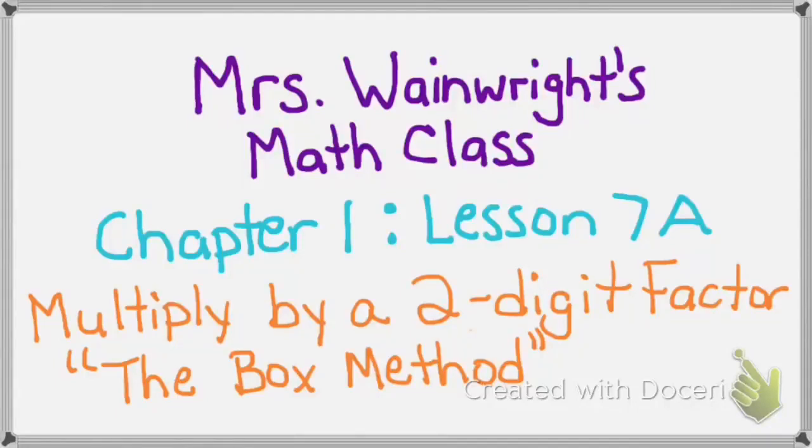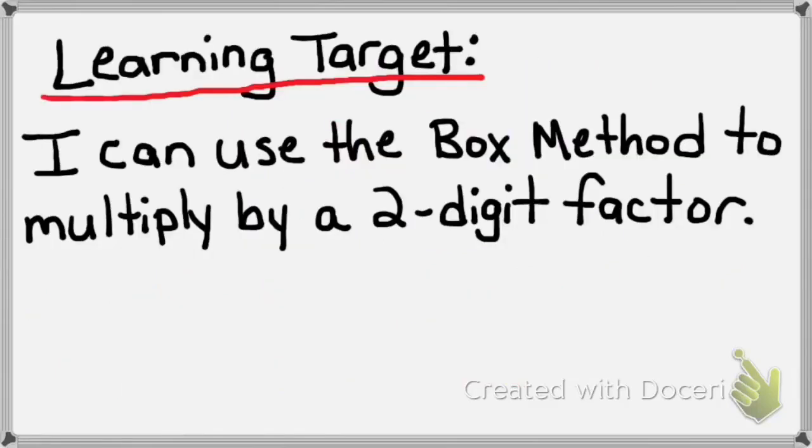This is Mrs. Wainwright's class, Chapter 1, Lesson 7A, Multiply by Two-Digit Factor, the box method. Today's learning target: by the end of today's lesson, we should confidently be able to say, I can use the box method to multiply by a two-digit factor.